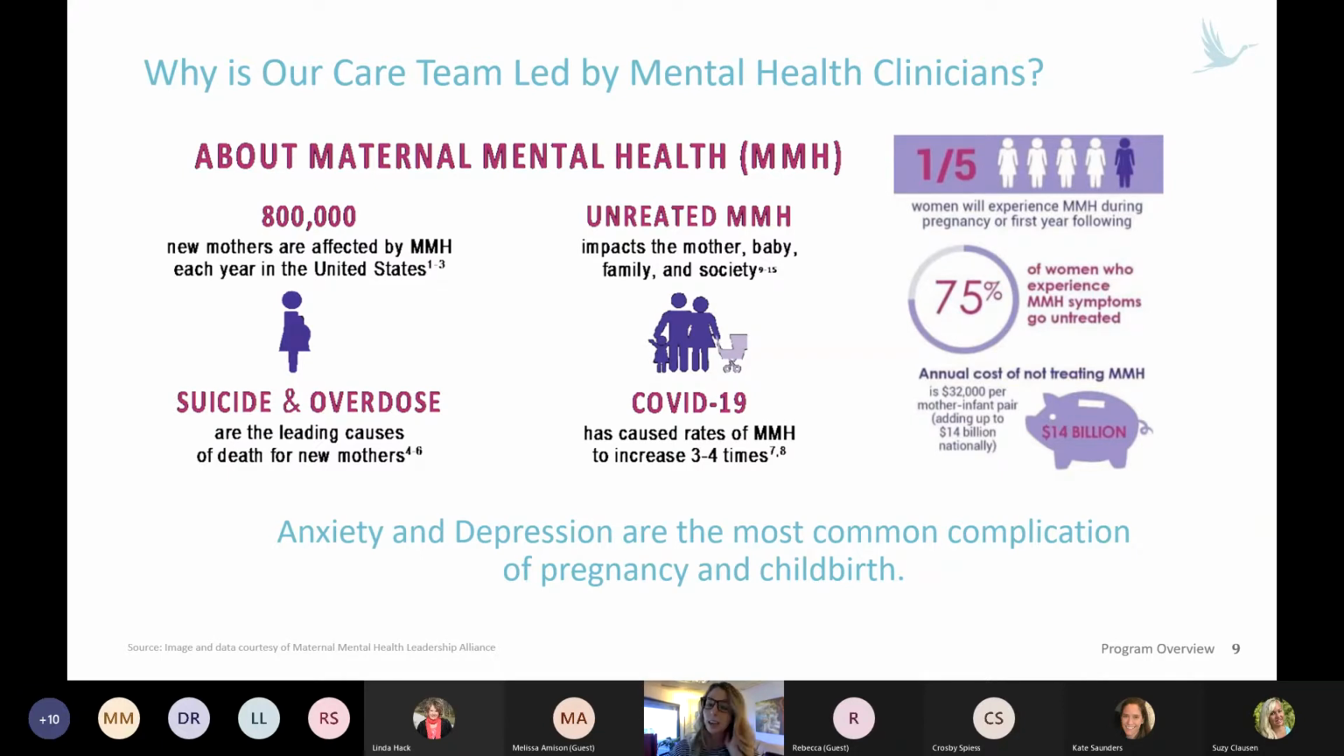So as this slide shows, you can see that the research is very clear. Mental health, anxiety, and depression are the most common complications of pregnancy and childbirth. 1 in 5 women will experience maternal mental health conditions during their pregnancy or at some point in the first year following. And of those women, 75% will experience symptoms that will go left untreated.